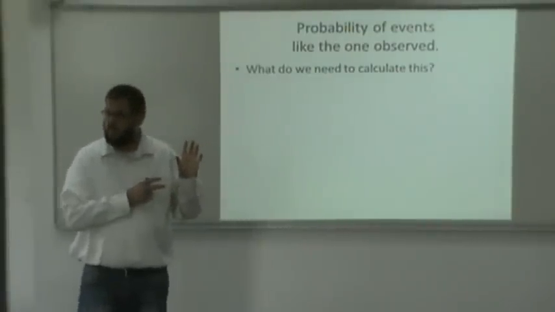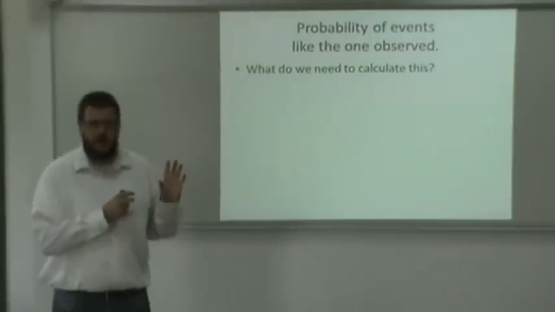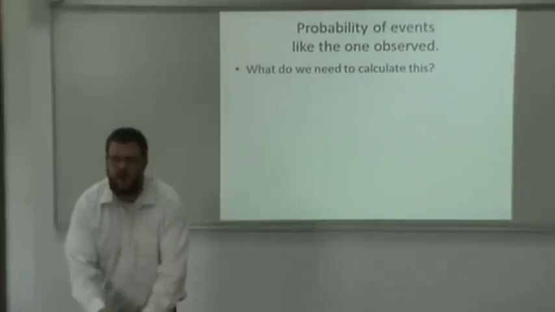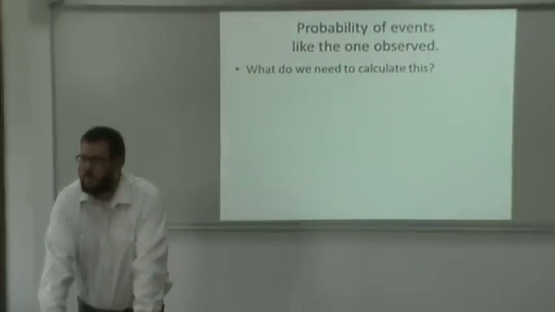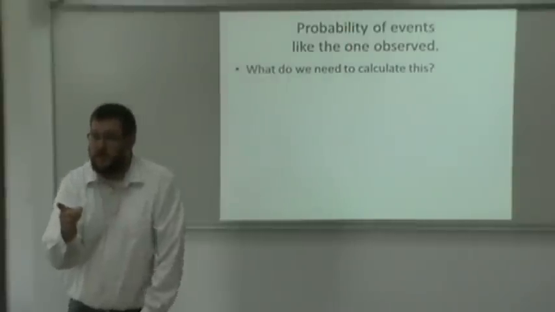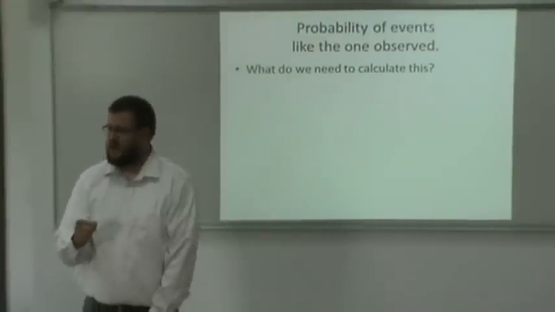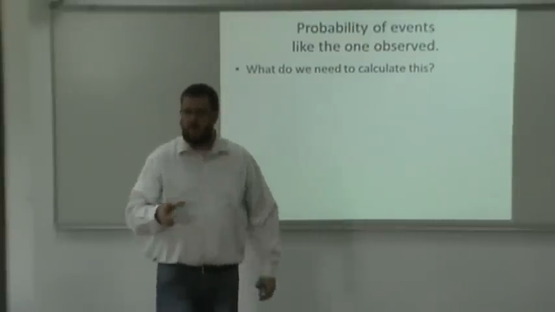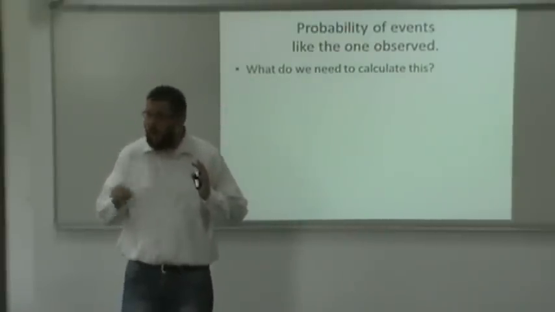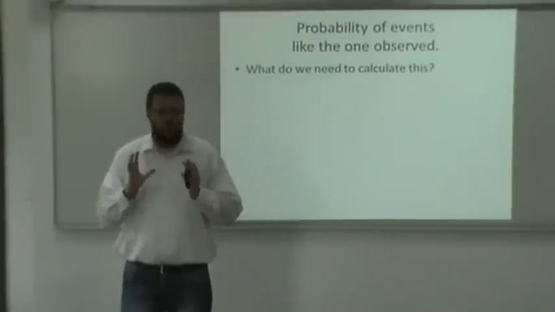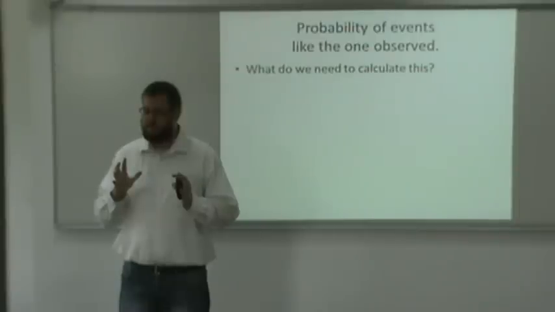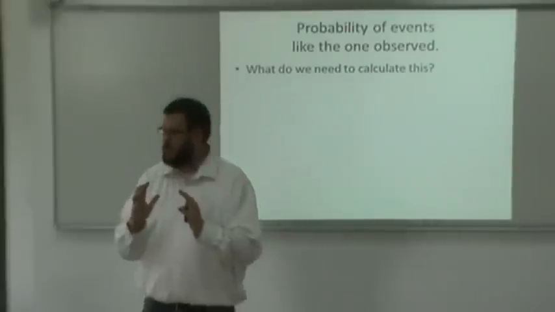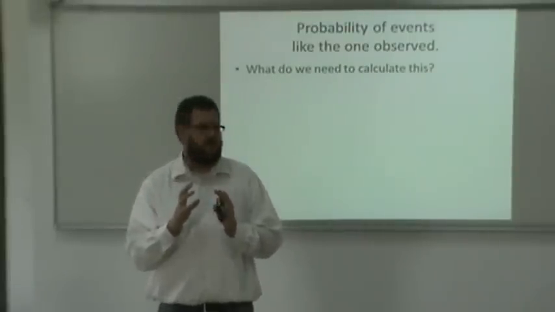We talked about this on Monday. In order to calculate the probability of a set of events that are all like one particular event, what do we need to do? It's not a permutation, but it's close. It's a combination, right? So we need to do a combination problem. The combination will tell us how many events are like the one that we observed, right? So we can do a combination to figure out how many events are like the one that we observed, and then what do we do? We need one more piece of information.